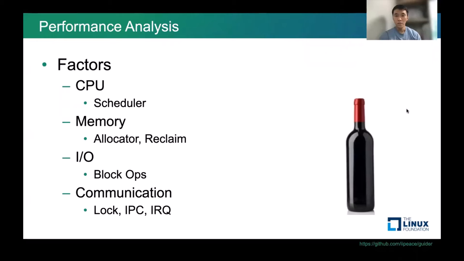Okay, let's talk about performance factors. First of all, the major performance factor is CPU. There are many reasons that make your system slow, such as CPU intensive jobs, frequent context switching, busy wait tasks, and so on. If your system is slowing down, the first thing to do is watch total CPU usage and which tasks are using CPU cores.